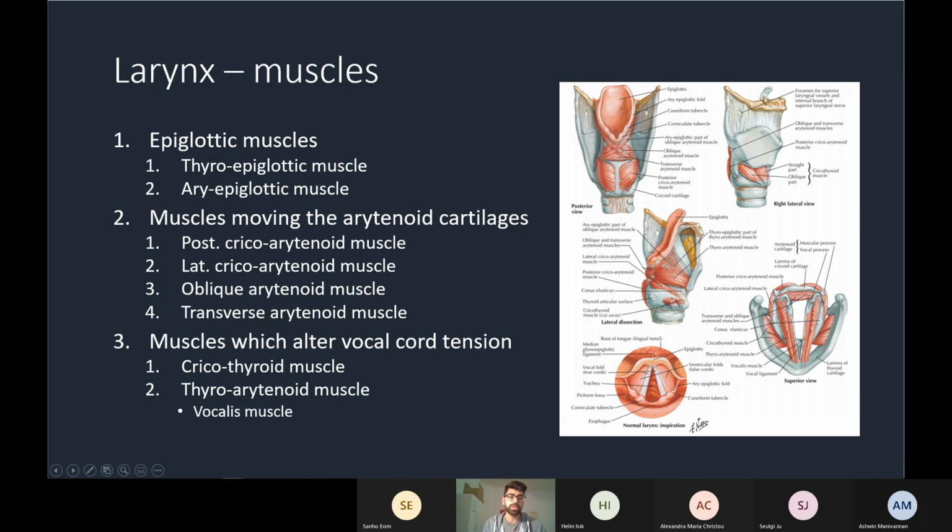Another thing I want to mention is when it comes to innervation, all of these muscles, with the exception of one, are innervated by the recurrent laryngeal nerve. The recurrent laryngeal nerve is a branch of the vagus nerve, so cranial nerve number 10. And the exception, which is a very useful one to remember, is the cricothyroid muscle. So this is the cricothyroid muscle, connecting the cricoid cartilage to the thyroid cartilage. And we can see the cricothyroid muscle here.